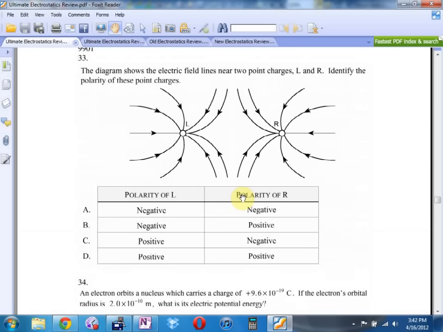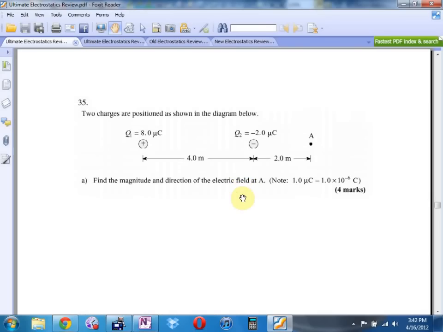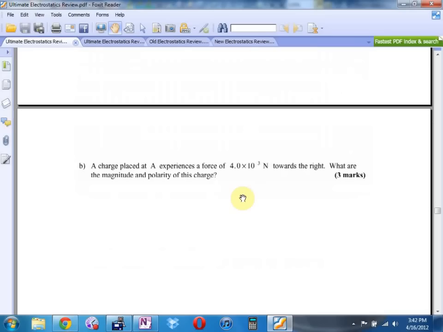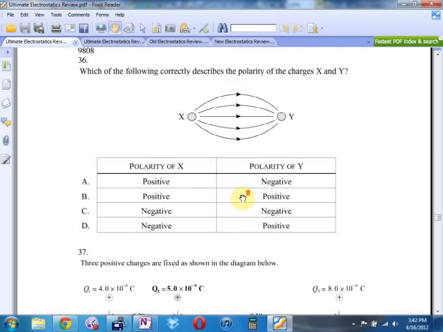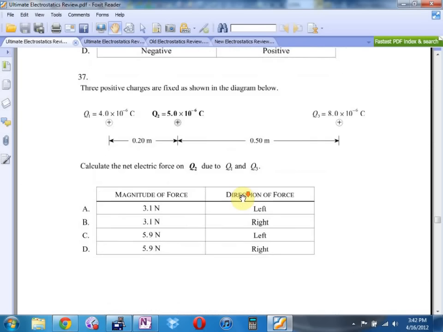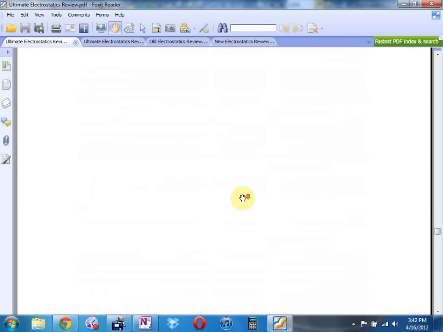Yeah, here, 33 is a classic example. Here's some electric field lines. Tell me which one's negative, which one's positive. 35, magnitude and direction of electric field. And if I give you the force on a charge, what's the magnitude and polarity of that charge? Another electric field question. Tell me the polarity. So they get fairly repetitive after a while.